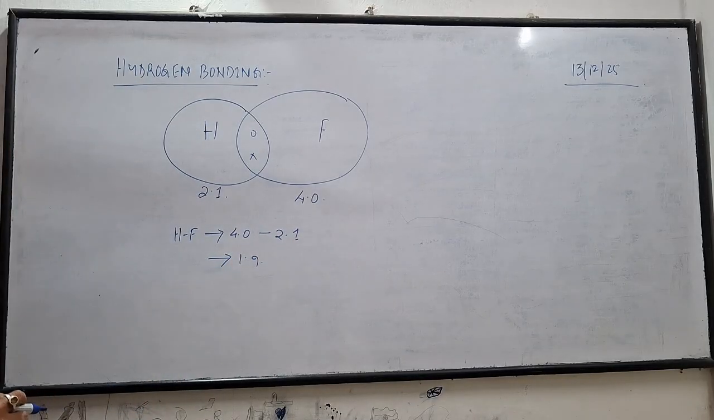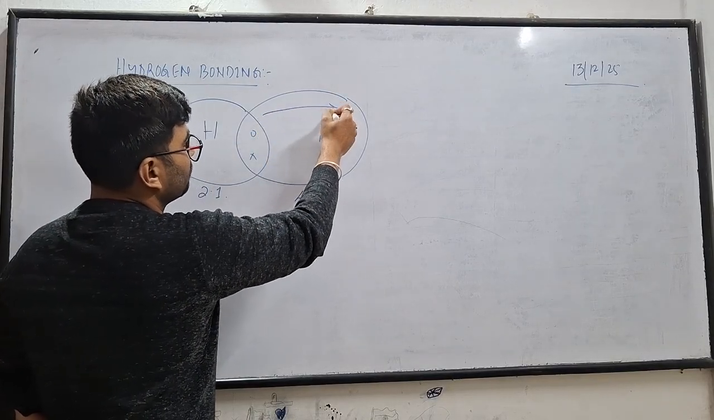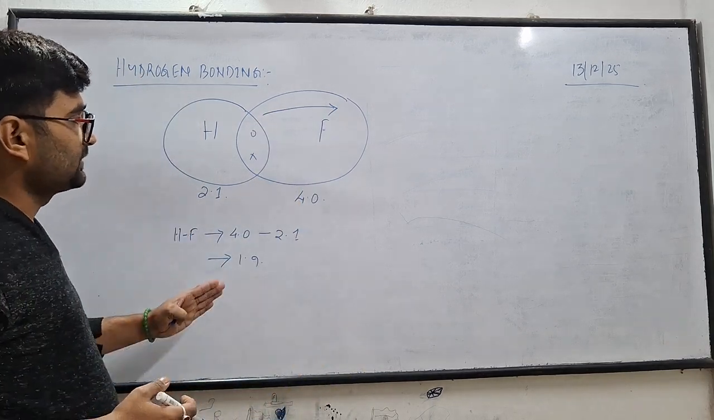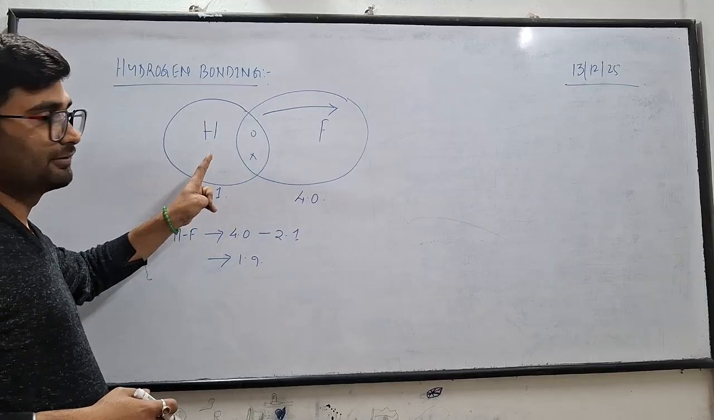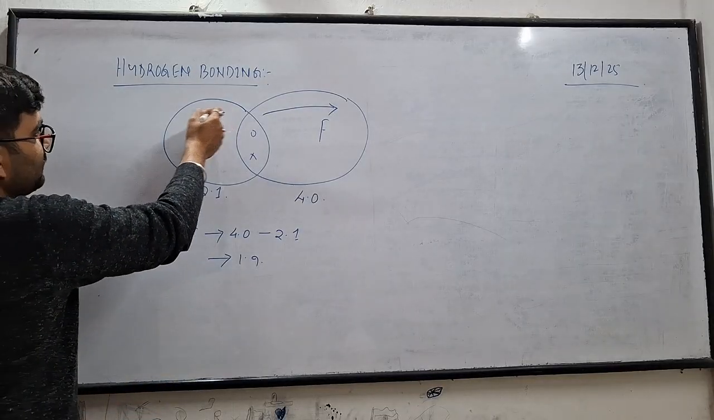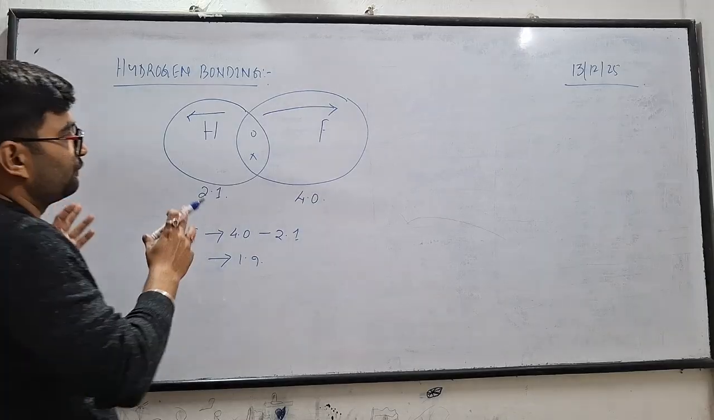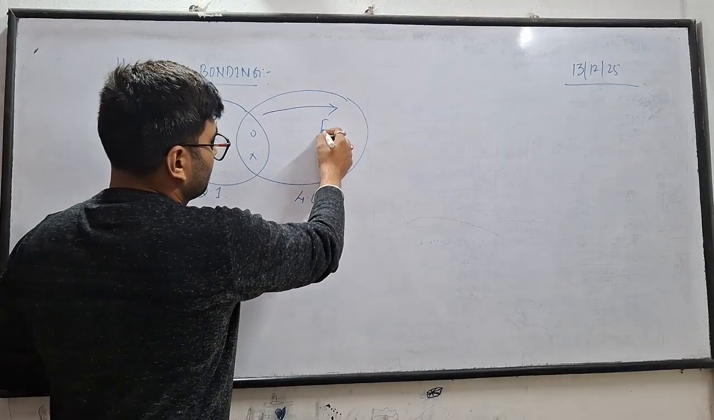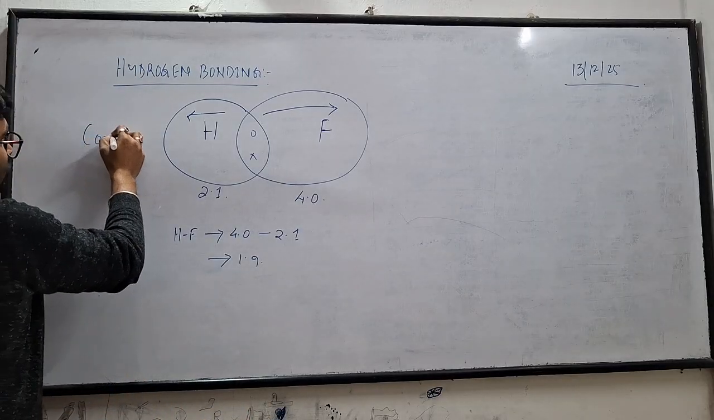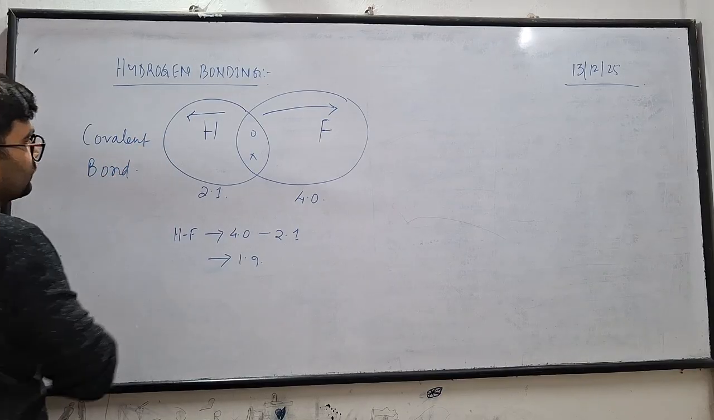So what does 1.9 justify? It tells that there is more pull towards the fluorine, which explains that fluorine is more electronegative than hydrogen. And here the hydrogen is less. That is, a more pull, a force would be towards the fluorine. This is how I can say that it is a covalent bond first. It is a covalent bond.